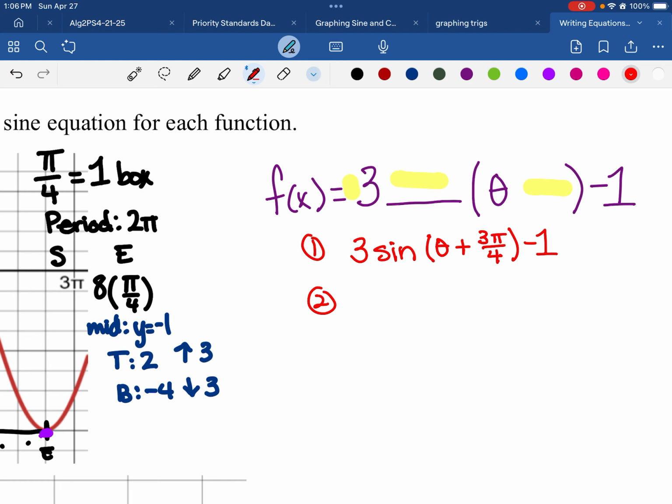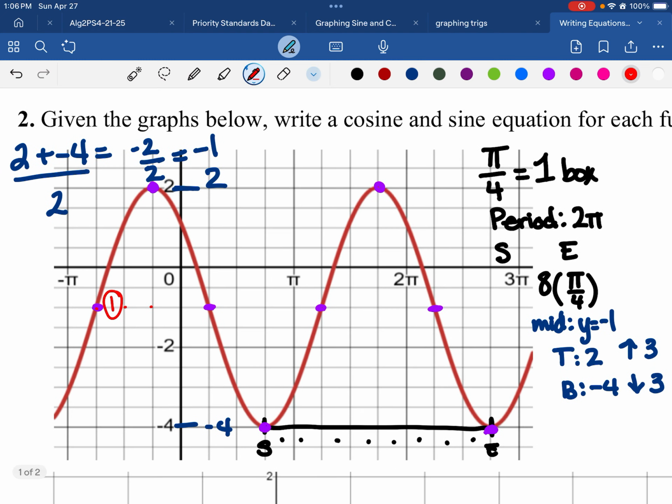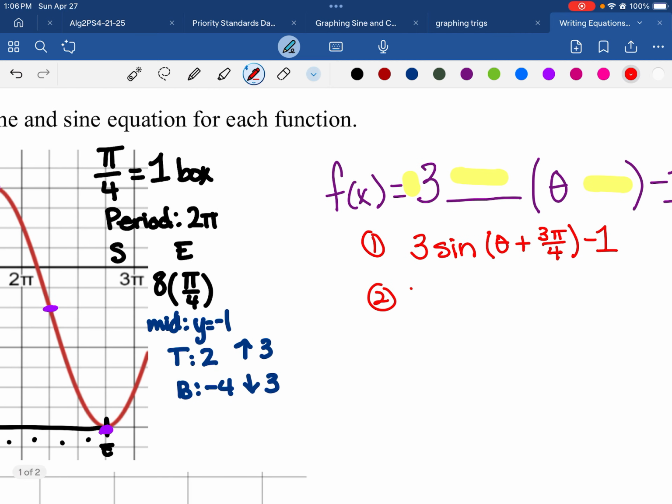Number 2, since it went up, this would be number 2. I would have cosine because it's going top down, and I shifted 1 box, so it would be 3 cosine theta plus pi over 4, minus 1.